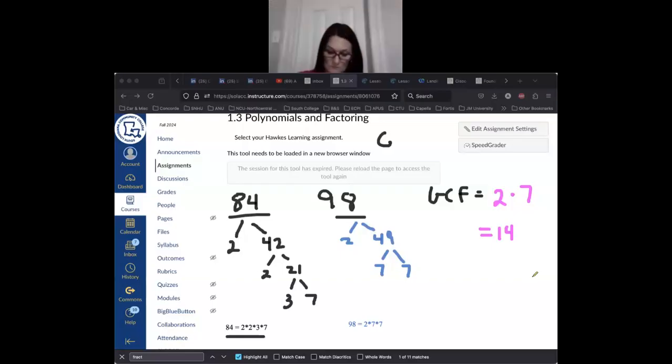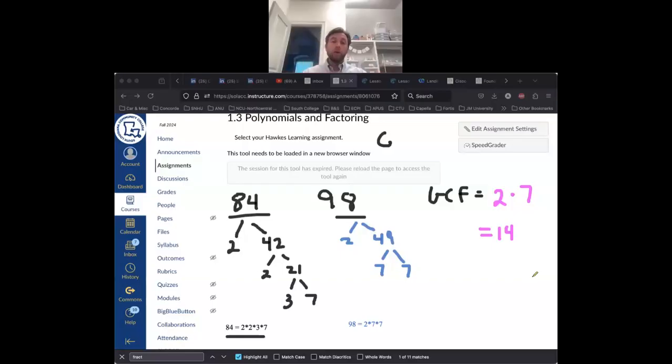Now, I would have never guessed that on my own. I would have had to do that. I'm just not good with numbers like that. Is there a way to verify that? Can you just do 84 divided by 14 and it should be a whole number? It may or may not be even, but it should be a whole number, right?